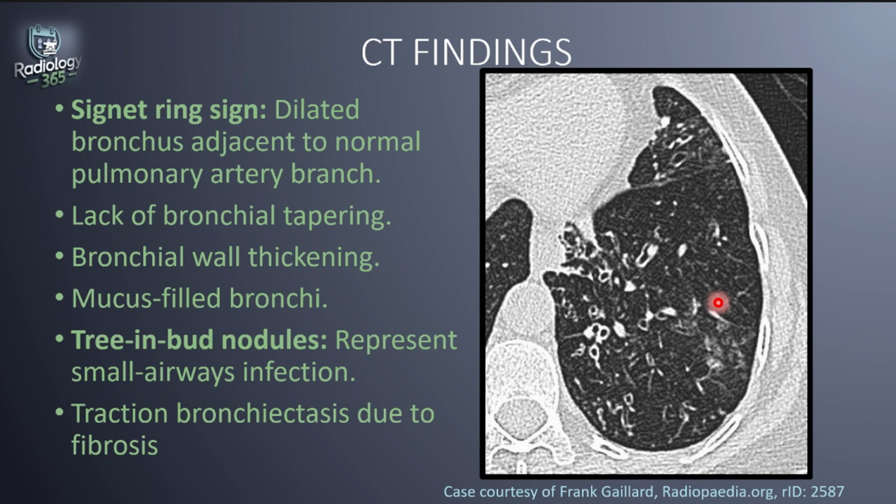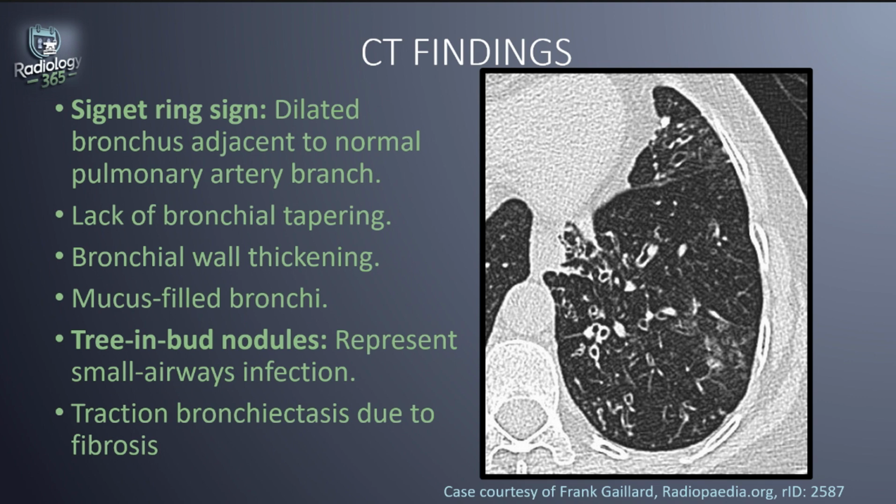The CT findings include the signet ring sign, which describes a dilated bronchus adjacent to a normal pulmonary artery branch. Normally, each bronchus should be approximately the same size as the adjacent pulmonary artery branch. Other CT findings of bronchiectasis include lack of bronchial tapering. Normally the bronchi should taper as they approach the periphery, but in bronchiectasis, they stay dilated even to the periphery. Mucus-filled bronchi can also be seen in bronchiectasis. Often, adjacent tree-in-bud nodules are present, likely representing associated small airway infection.